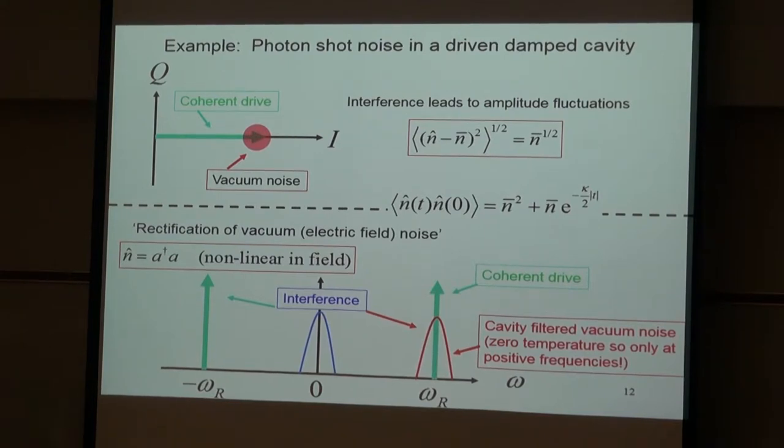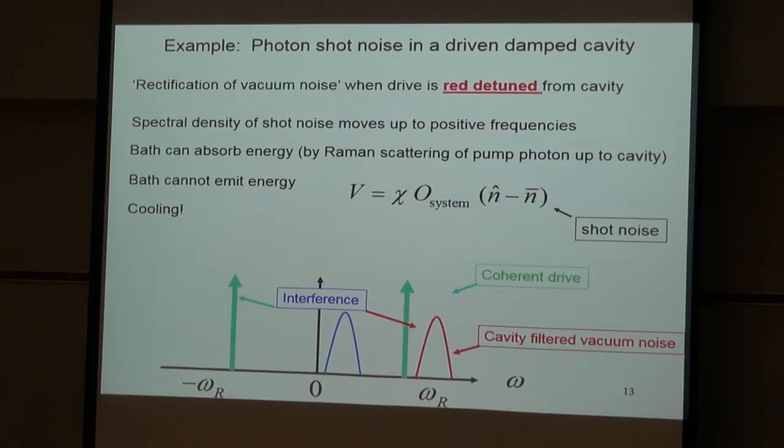Yes, sir? So kappa is the decay rate of the power in the cavity. That's right. So it's just the decay of the amplitude. That's right. But when it's driven, the decay of the power in the cavity is at the amplitude rate, because it's primarily there as an interference effect. The fluctuations in the power are entirely an interference effect. Yep. Good. Okay.